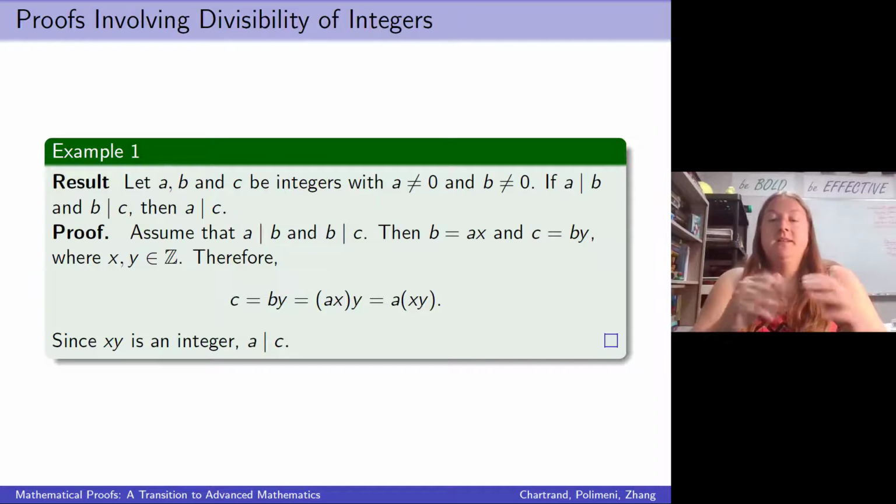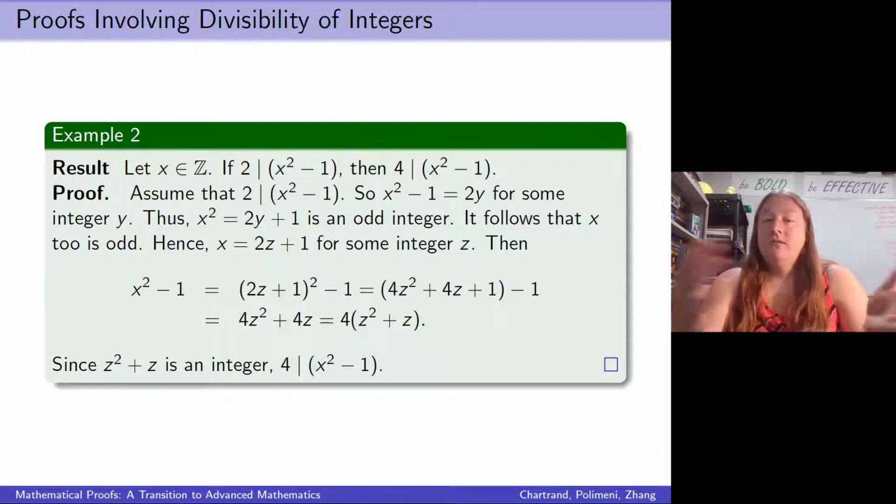And then we're going to combine these ideas. So we have c equals b times y, and then we have b was a times x. So we'll plug in a times x for the b, and we'll end up with c equals a times x times y. Now, x times y is the product of two integers, which we know is an integer. So since x times y is an integer, we have that c equals a times an integer, so a divides c.